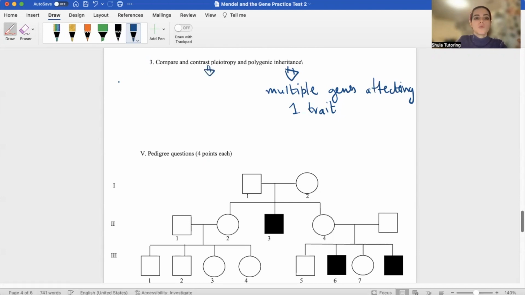You have one gene affecting multiple traits. Polygenic inheritance, multiple genes affecting one trait. Pleiotropy, you have one gene affecting many traits.